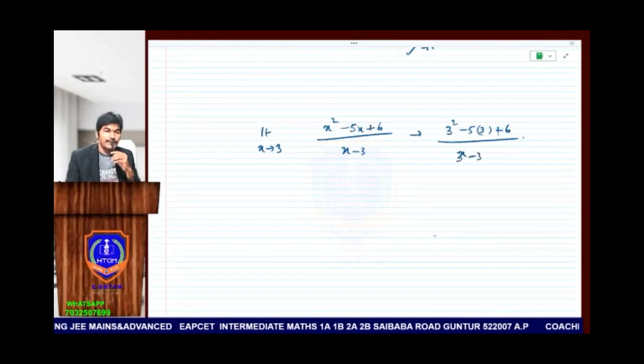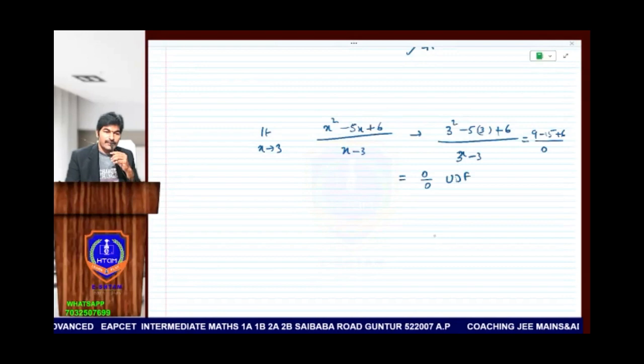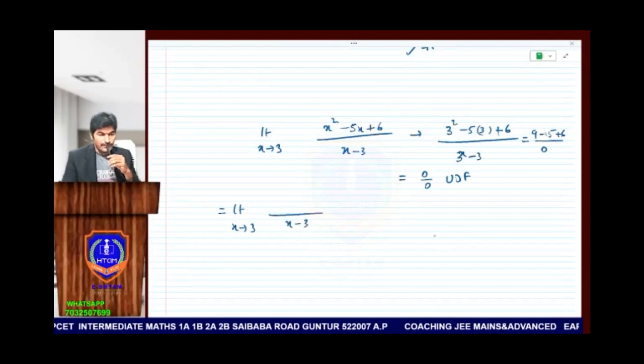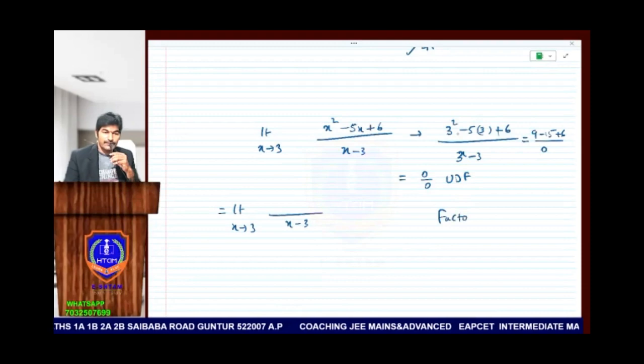Here it will be 3 square is 9, 5 3s are 15, plus 6, divided by 3 minus 3, that is 0. Numerator is also 0, denominator is also 0. That means it is undetermined form. So we have to approach this problem in a different manner. So what is the possibility? Think of that possibility. Denominator x minus 3, you cannot change that. But the numerator is a quadratic equation, so you can do factorization. So we will factorize this.